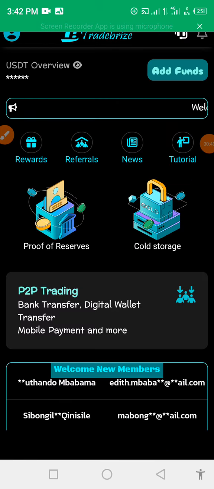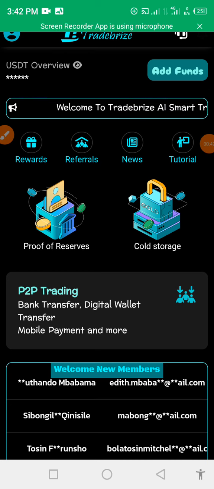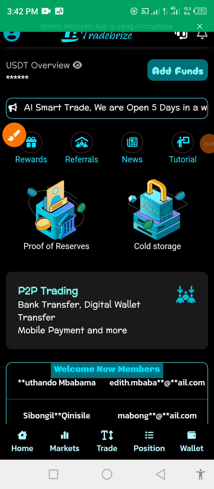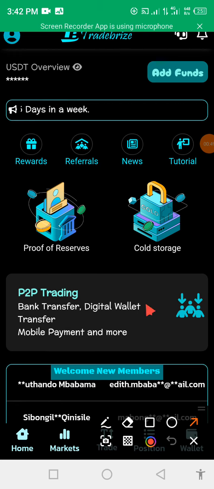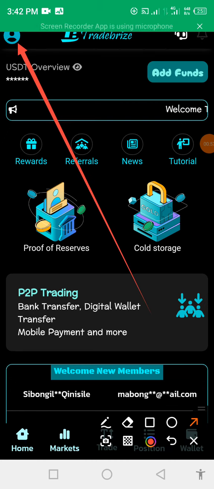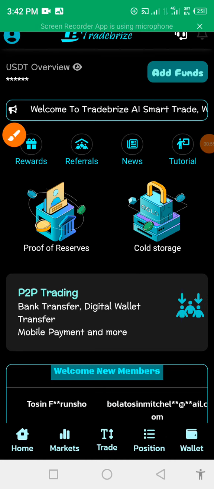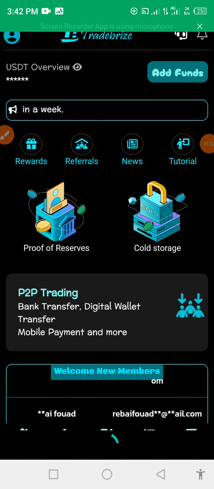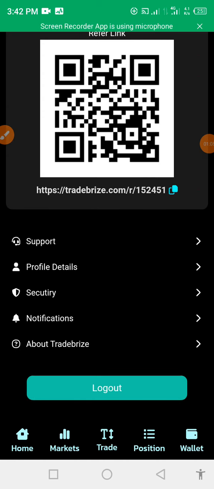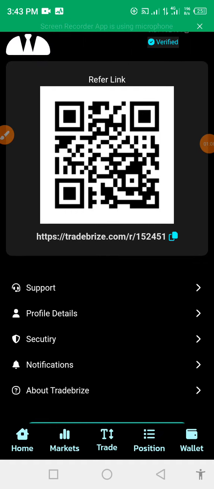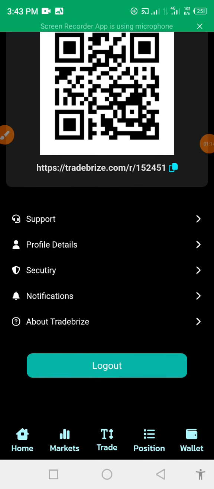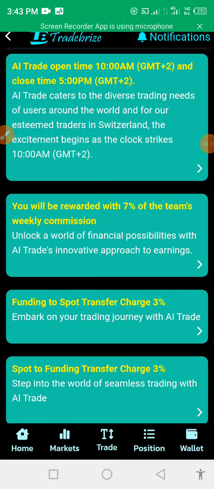So what I want to see here is how to withdraw. If you want to withdraw, the first thing you have to do is go here. As you go inside here, you can see my account is verified. This is the refer link, and I want to know how to withdraw. I'm going to the notification first, to show you where the notification is.